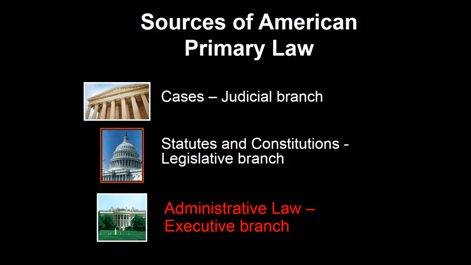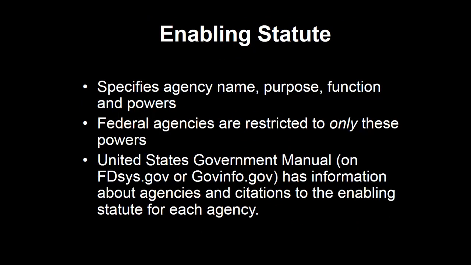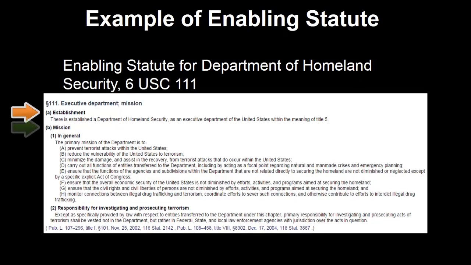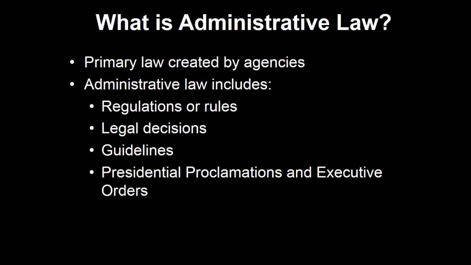Before an agency can create administrative law, it needs the authority to do so. The enabling statute gives the agency the authority to make administrative law. The agency is limited to what is authorized under the enabling statute. For example, take a look at the enabling statute for Homeland Security under the Homeland Security Act. Notice the establishment of the agency and list of its mission and responsibilities. The authority of the Department of Homeland Security is limited to what is contained in this statute.